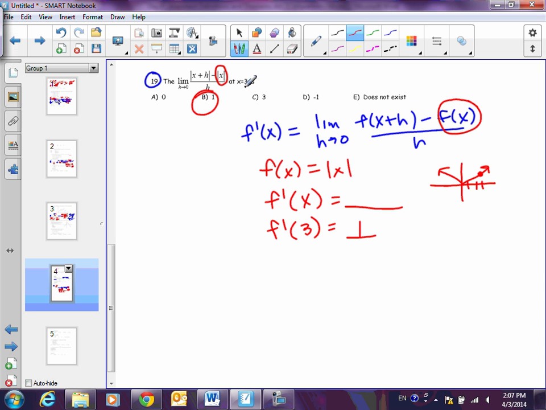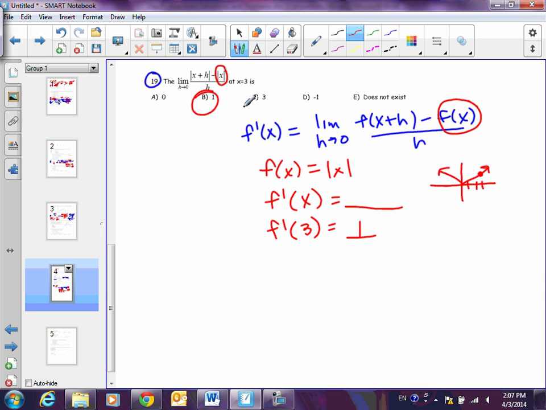What if this had said at x equals 0? What would the answer be? Does not exist because there's a cusp. There's no derivative at 0. What if this had said x equals negative 2? Negative 1. The answer would be negative 1 because the slope over here on the left is negative. So that's what you're going to do.